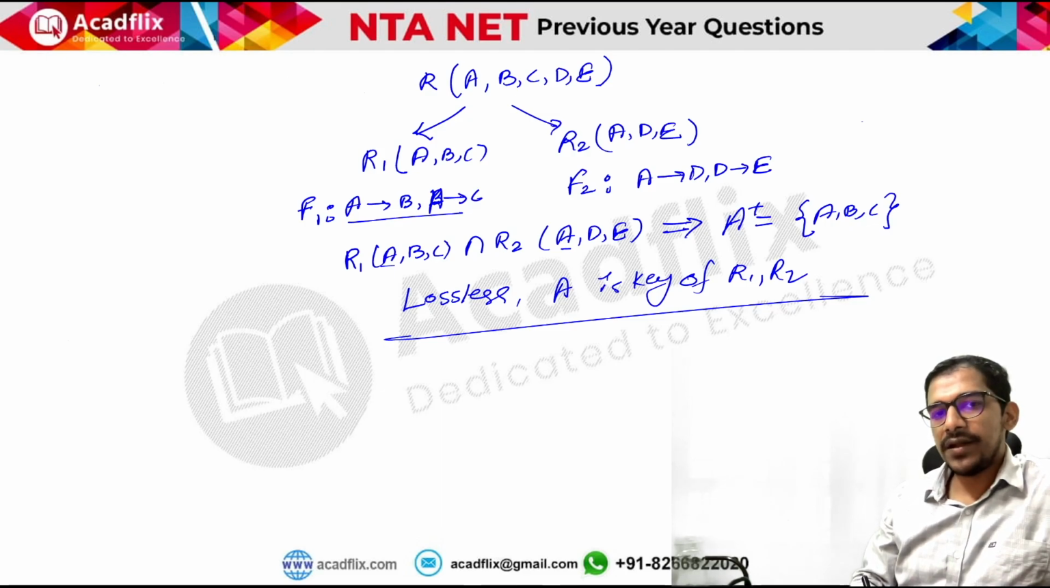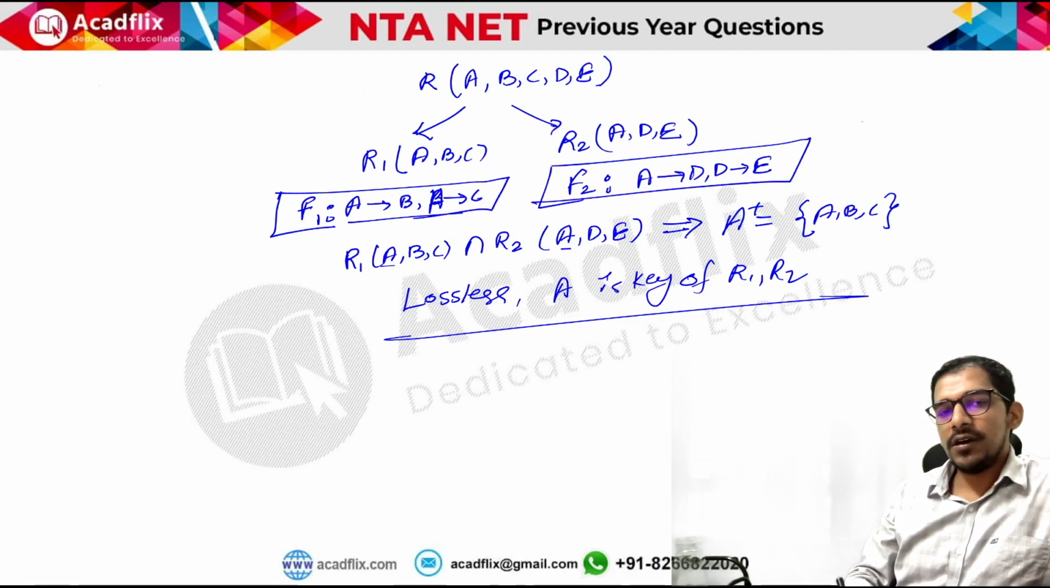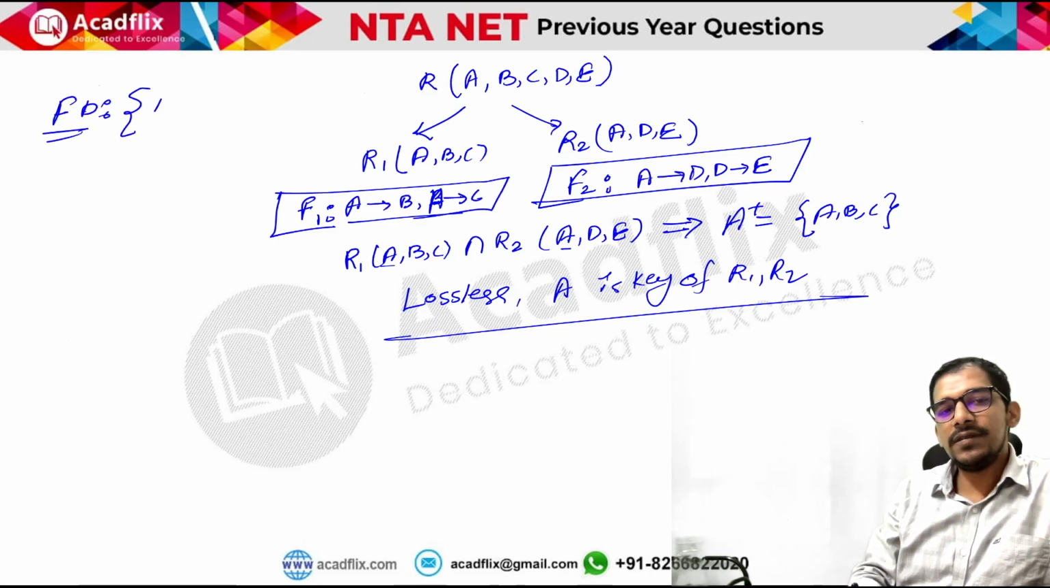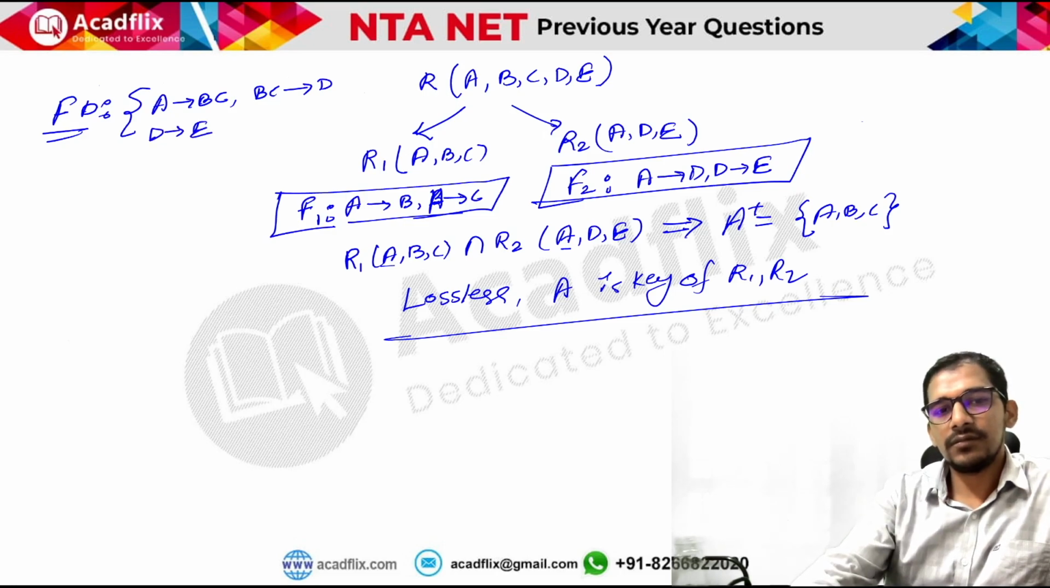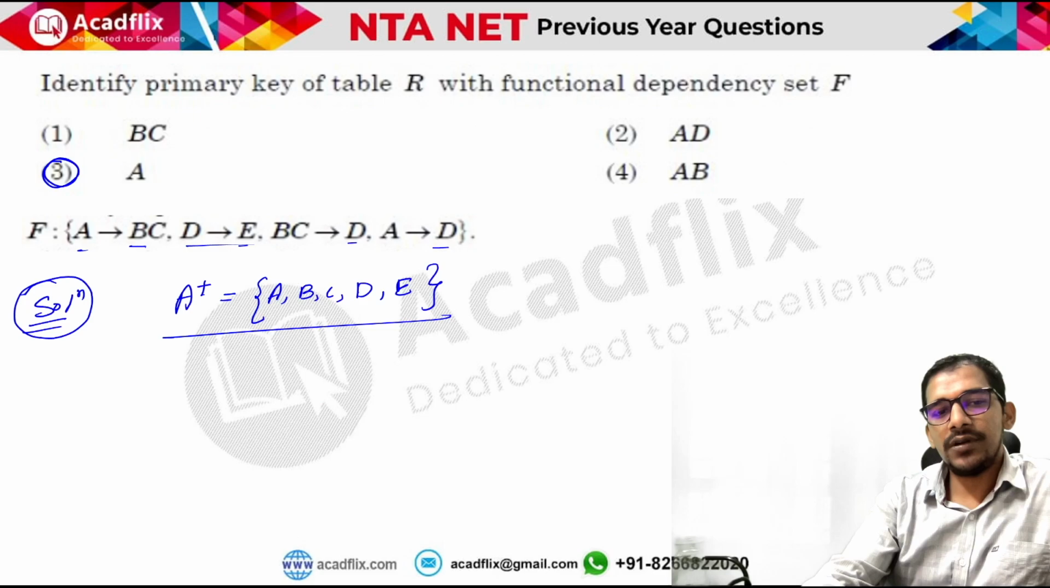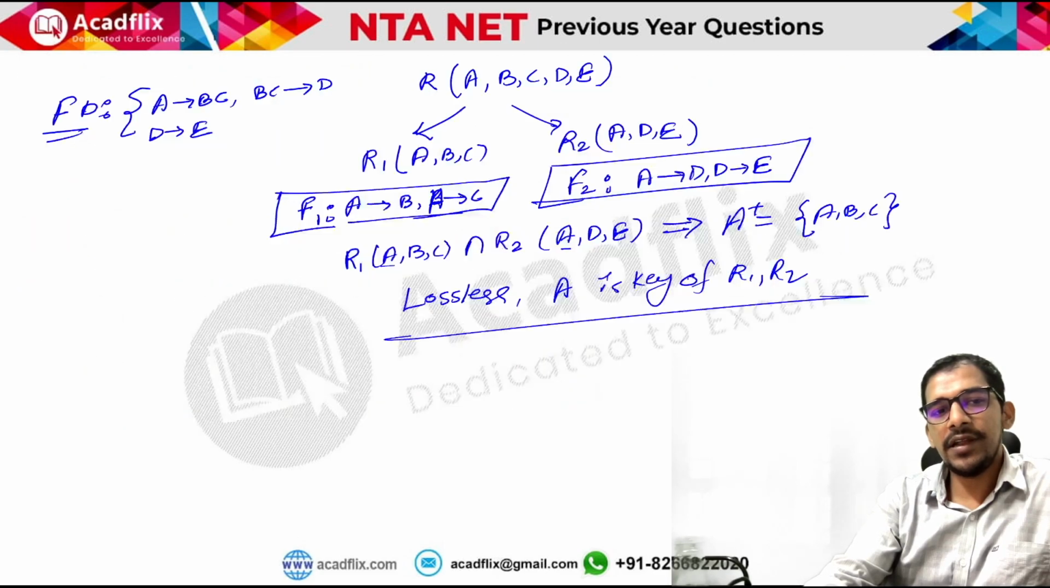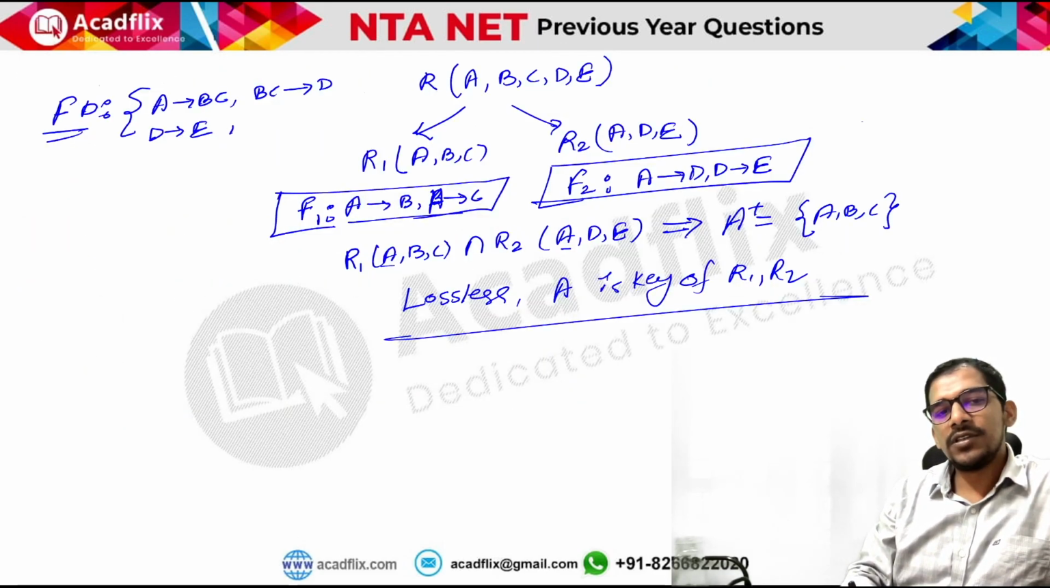How do we check for dependency preserving? We are given A tends to B, A tends to C, and A tends to D, D tends to E. What is the original functional dependency set? The original functional dependency set was A tends to BC, BC tends to D, and then we had D tends to E, I think. So D tends to E, BC tends to D, and A tends to D. So this was the original set of functional dependencies.